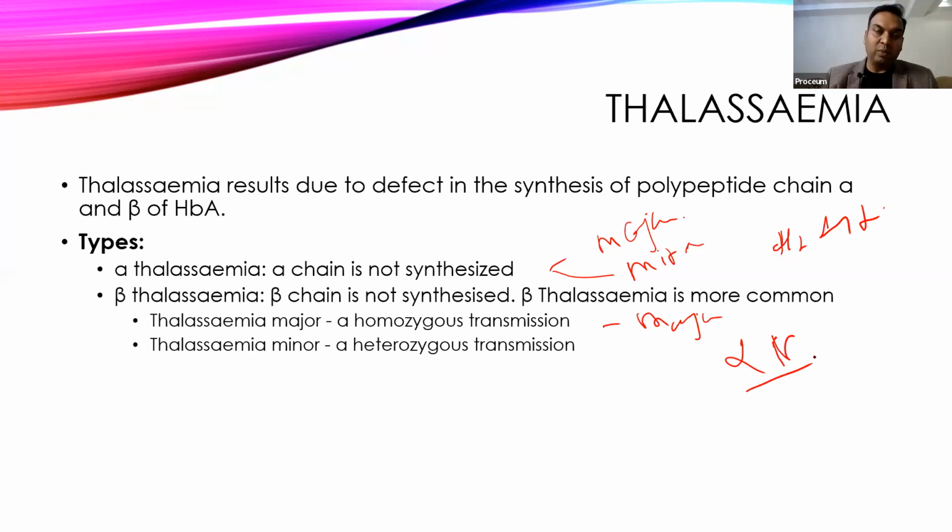But as we progress into normal life, HbA2 synthesis will be higher. So almost 80 to 90% will be HbA2, and the remaining part will be HbF.